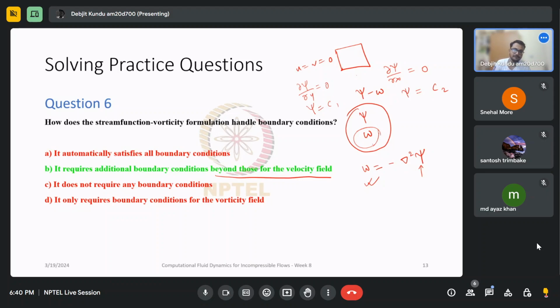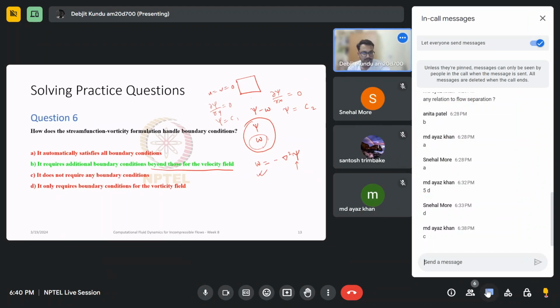Okay, I hope that makes things clear. Any questions on this? If you have any doubts, please get them cleared right now.